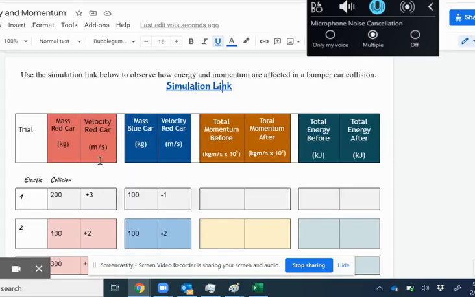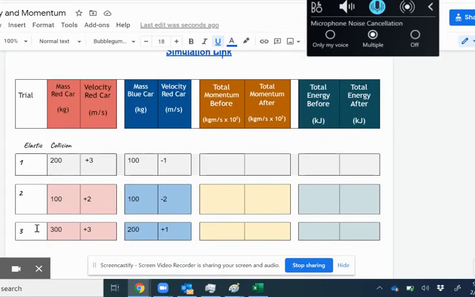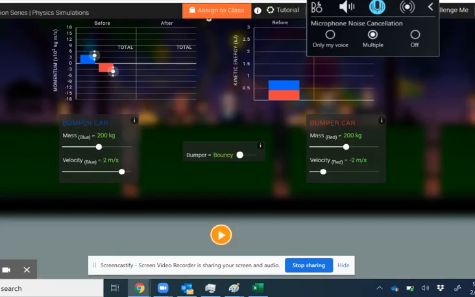So I'm going to do part three for you, or question three. This is the elastic collision section. So that means I want my bumper cars to be bouncy. Now, if I wanted inelastic, I wanted them to stick, I would make the bumper cars locking. So I'm going to put mine on bouncy because I want an elastic collision.